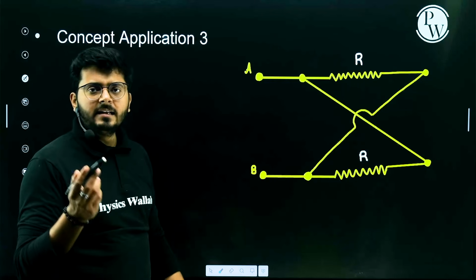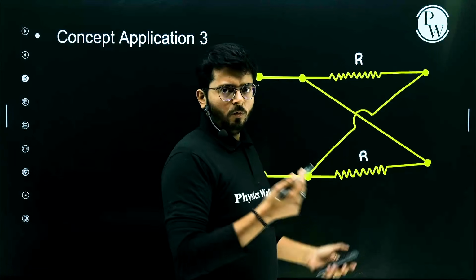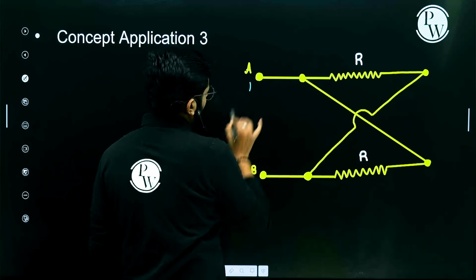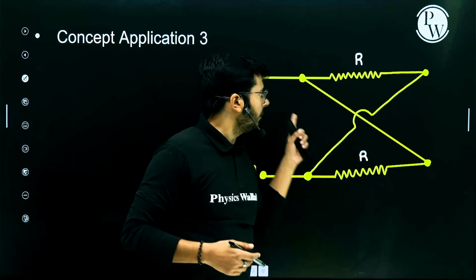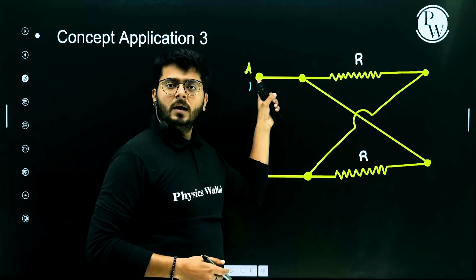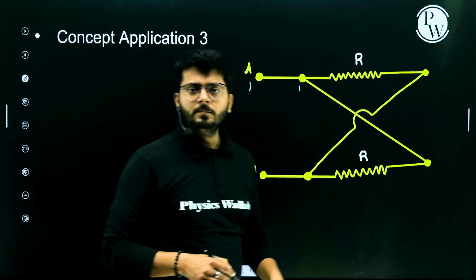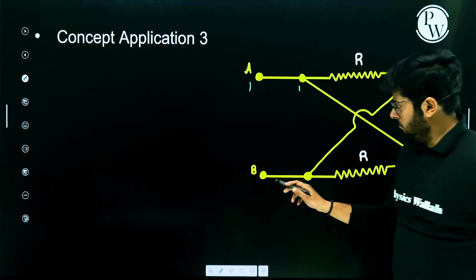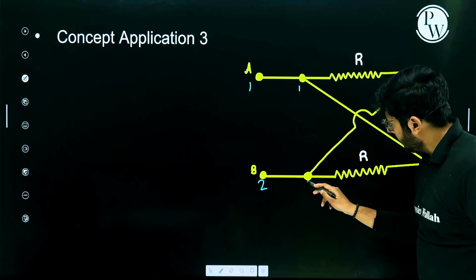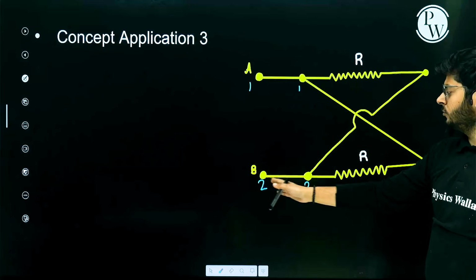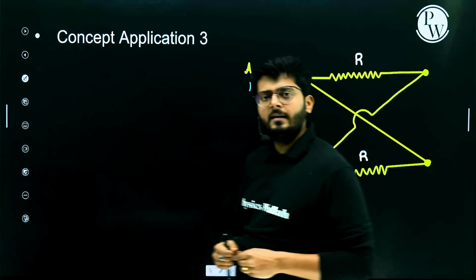Here we can say that, let's say there are some points over here. Let's call this point number 1, and here you see that there is no resistance in the path, right? So we can say that this will also become point number 1. No problem with that. Let's call this point number 2. Here we have no resistance in the path, so this is also point number 2. No problem with that, right?